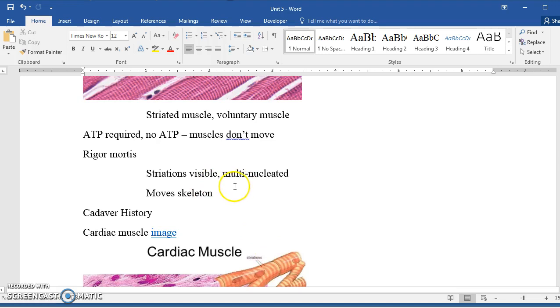One of the things that we noticed with the striated muscle, and I've already pointed this out, the striations are clearly visible, much more readily visible than the other types of muscle, and they're multinucleated. And the striated muscle generally attaches to the skeleton. It helps our skeleton move.